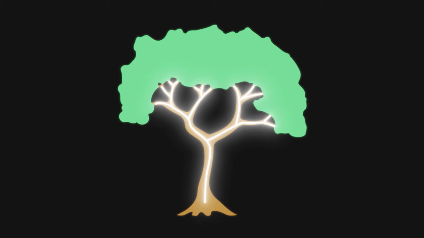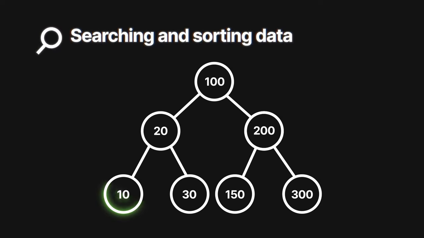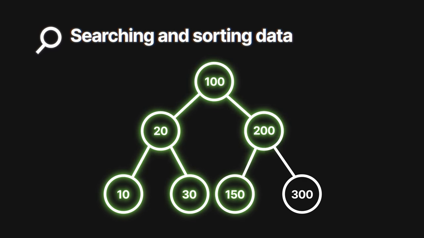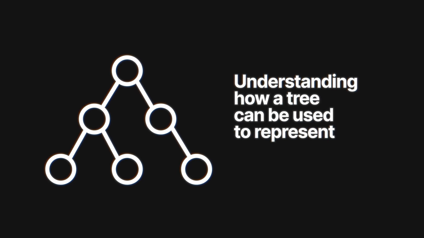Tree data structures are common in computer science and have many practical applications, such as searching and sorting data. There are also many different types of trees with different constraints. For example, a binary tree is a tree with at most two child nodes. For the purpose of working with ASTs, the important aspect is understanding how a tree can be used to represent data in the relationships between nodes.